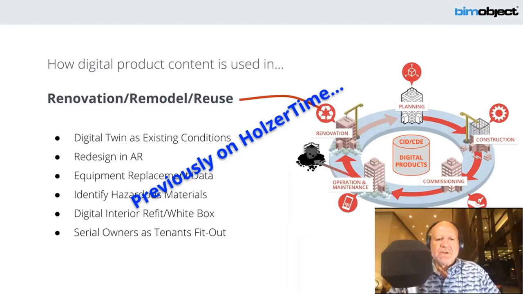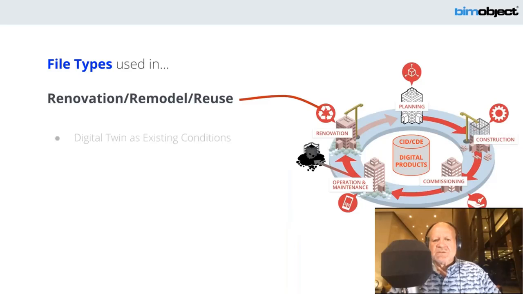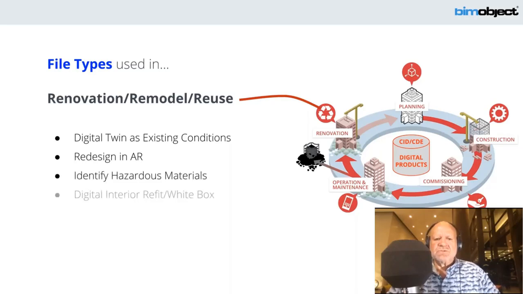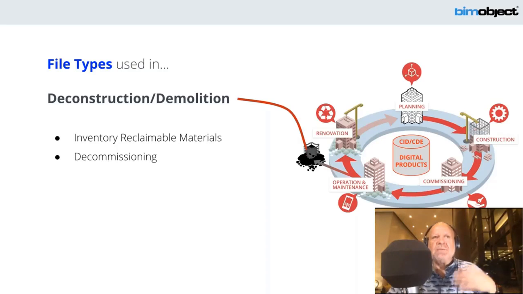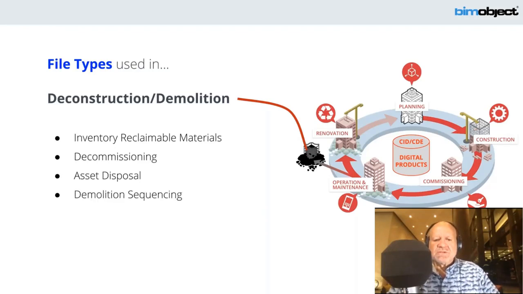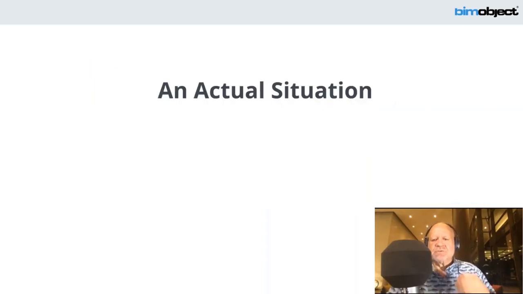It's being looked at. We're back in the renovation and remodel. Same thing again, digital twin. These same file types are used in every one of these phases of the process. So it's really critical that today we're able to work with the same information in multiple file types in each one of these sessions because they're being used.